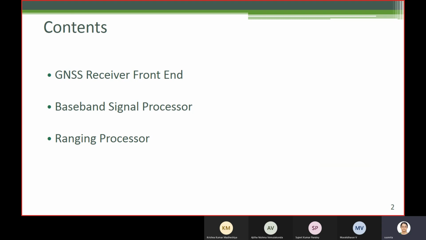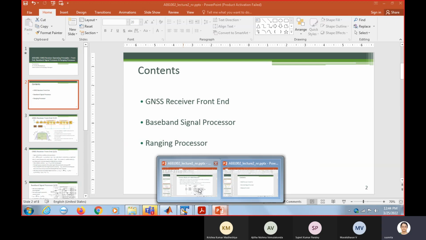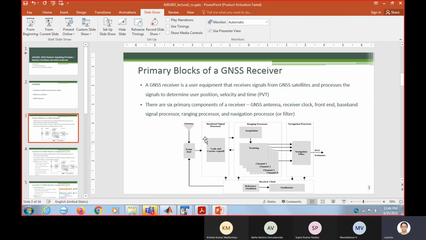So in this presentation, we are going to talk about the receiver. Here we have the front end, then the baseband signal processor, then the ranging processor. In the next presentation, we'll talk about the front end, baseband signal processor, and partially the ranging processor.